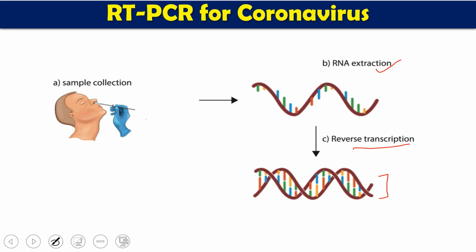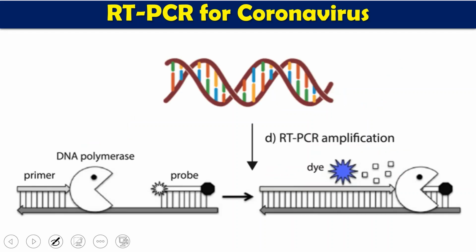So the first three steps are sample collection, then RNA extraction, then reverse transcription. So ultimately we have got a double-stranded DNA. Now this double-stranded DNA is going to be used for PCR. On every strand we are going to use probes. These probes are complementary to the strands of the DNA. The probes are going to be bound, which can give you fluorescence. Probes will bind on the DNA, and then we are going to do the PCR reactions, so that the primer will bind and the chain will be elongated.